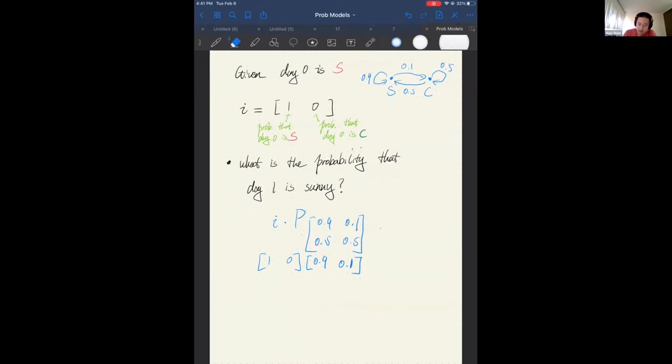Let me erase this. Then also add in the remark over here. This is the probability that day 1 is sunny, and the second entry here is the probability that day 1 is cloudy. Sorry. Right. And that follows directly from our model: it is going to be 0.9 and 0.1.